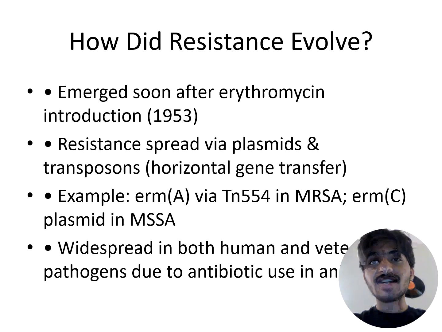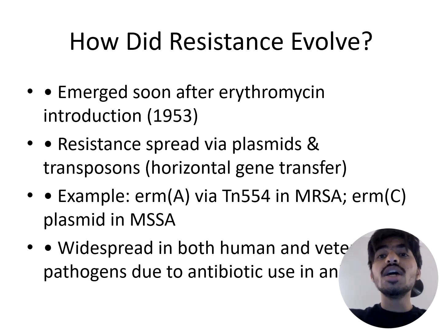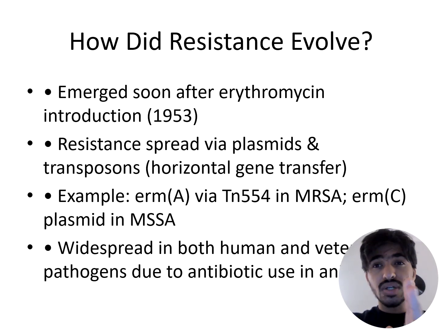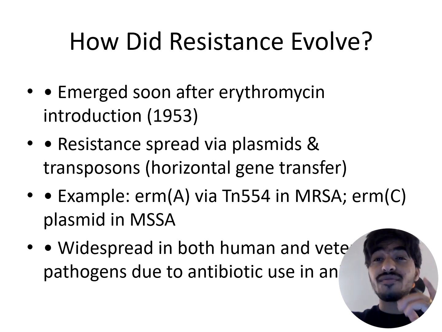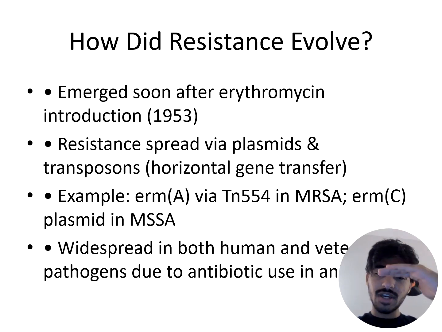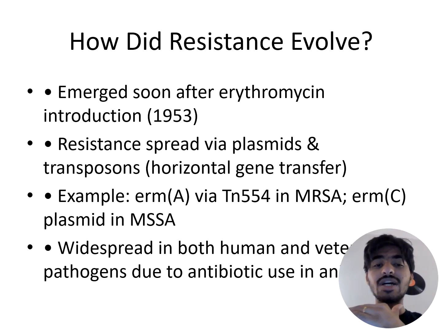Coming to the next slide, how did resistance evolve? That's the interesting one. Resistance appeared soon after erythromycin was first introduced in the 1950s, and it spread largely due to horizontal gene transfer. There is vertical gene transfer and horizontal gene transfer. In vertical gene transfer, genes pass down through family, genus, species, subspecies, but in horizontal gene transfer, they move within the species, within the family.